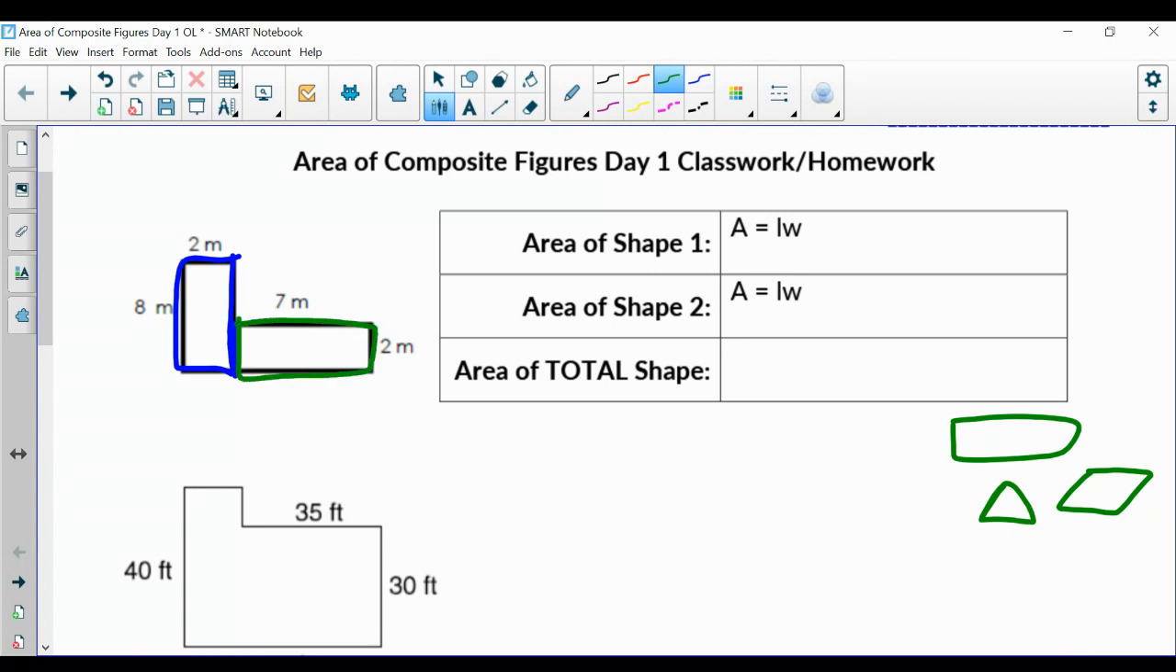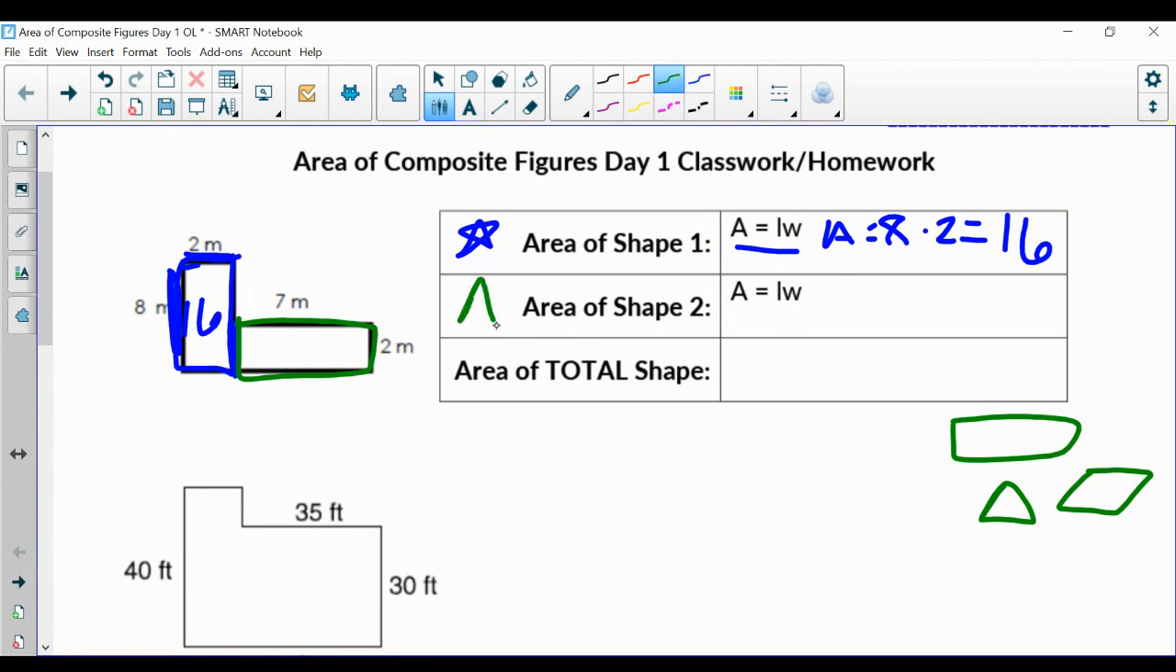So let's work with the blue shape first. If I'm working with my blue shape, that is a rectangle, and I know that the area of a rectangle is area equals length times width. So again, I just plug in what I know. I don't know my area, but I do know that my length is 8, and my width is 2. So 8 times 2 is 16. So that's the area of this shape.